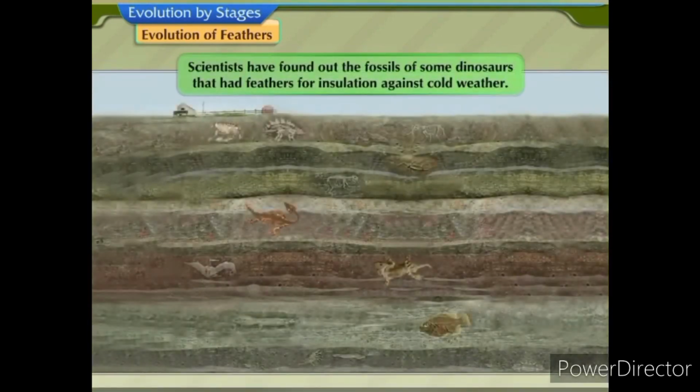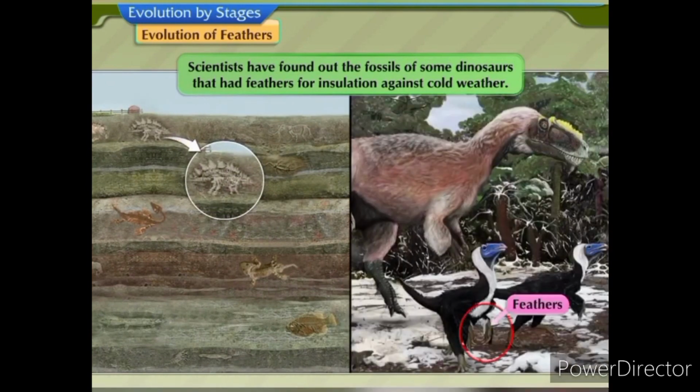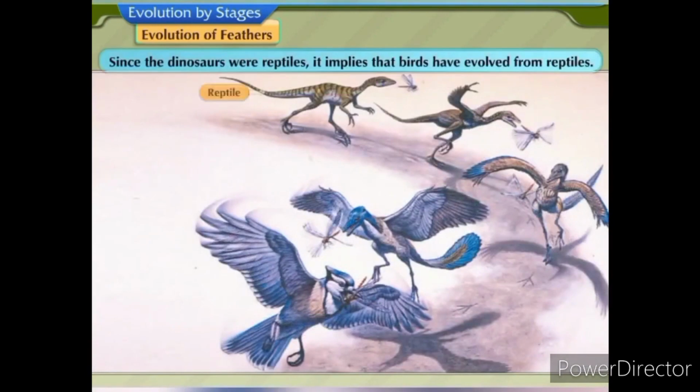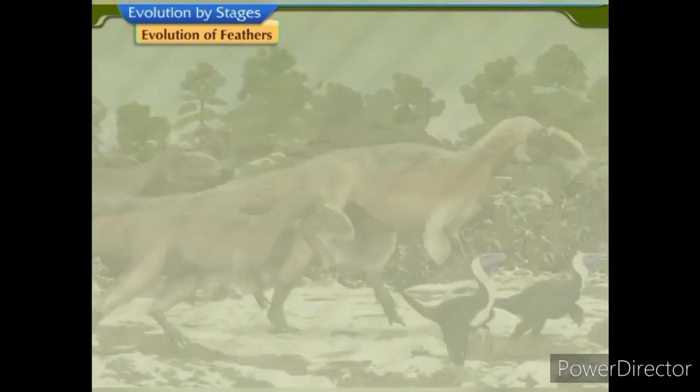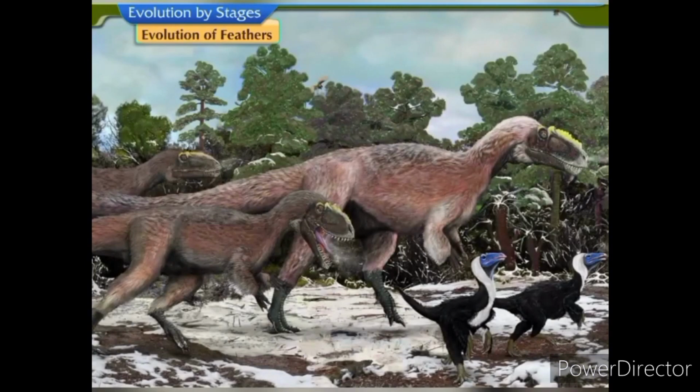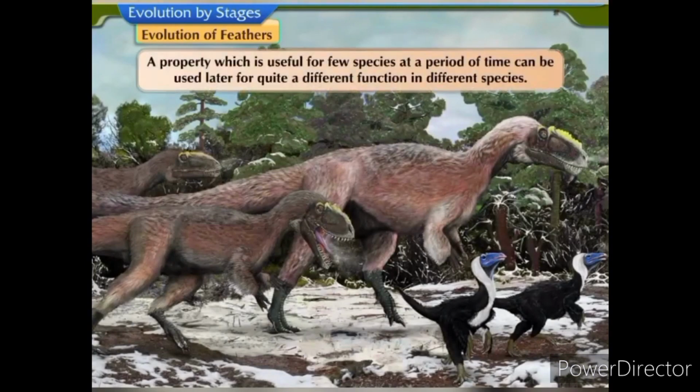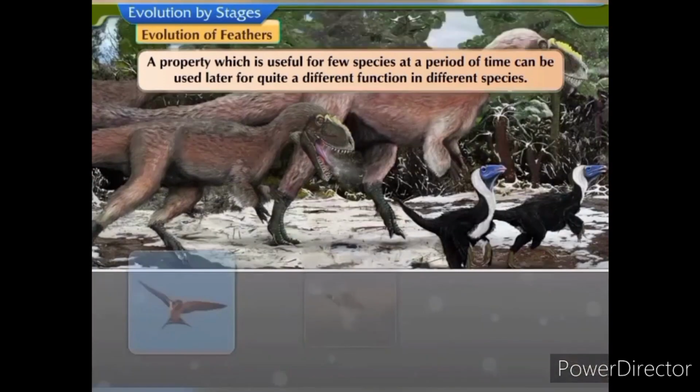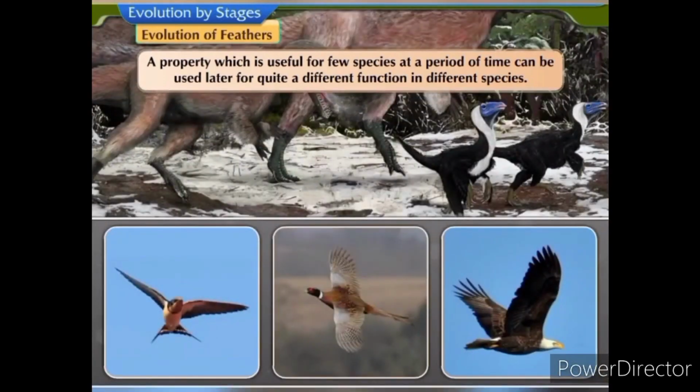Scientists have found out the fossils of some dinosaurs that had feathers for insulation against cold weather. Since the dinosaurs were reptiles, it implies that birds have evolved from reptiles. Thus, it can be said that a property which is useful for a few species at a period of time can be used later for quite a different function in different species.